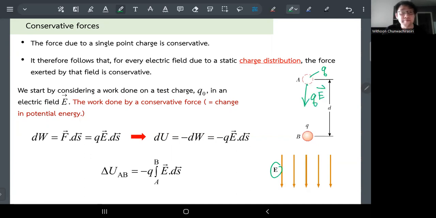Is it cool? Very nice. All right, we learned that one. That's force and the field. And then it travels a distance D pointing down as well.